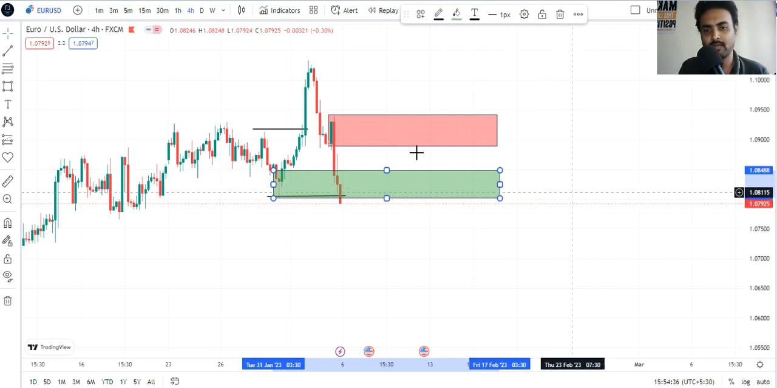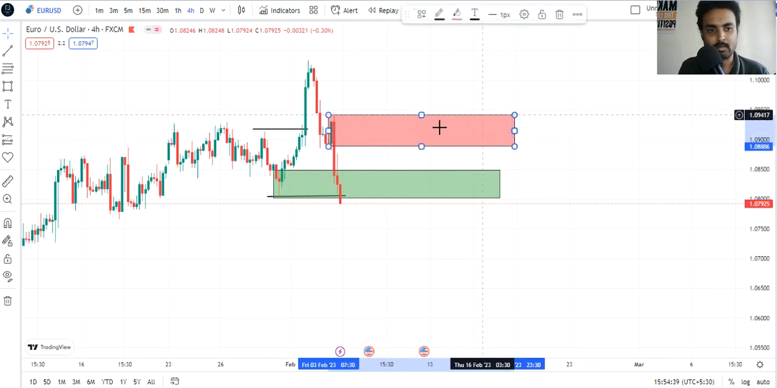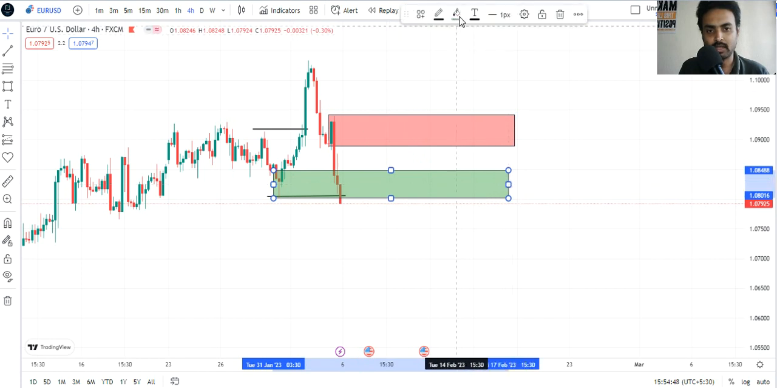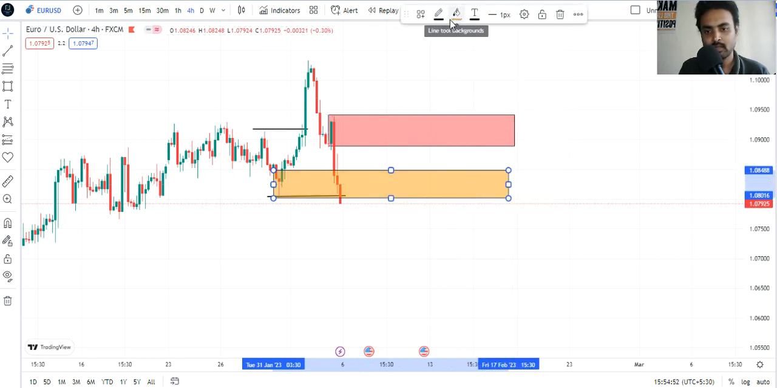So I have two levels here. One is a selling point from the top, a 4 hour supply level, and it's a 4 hour breaker block. So let us mark this in orange color because it's a breaker block. I hope you are all aware why I chose this, because of the previous range manipulation. That is the reason I chose this.